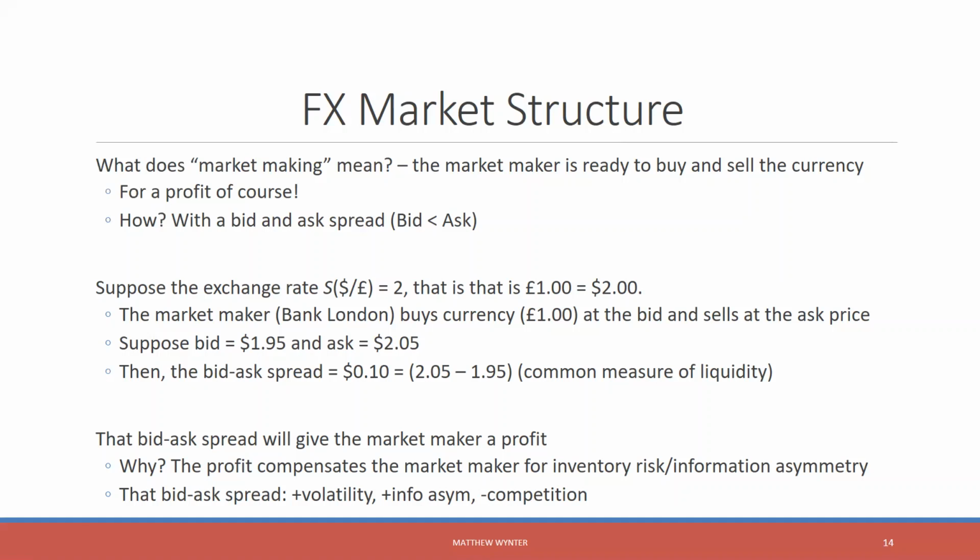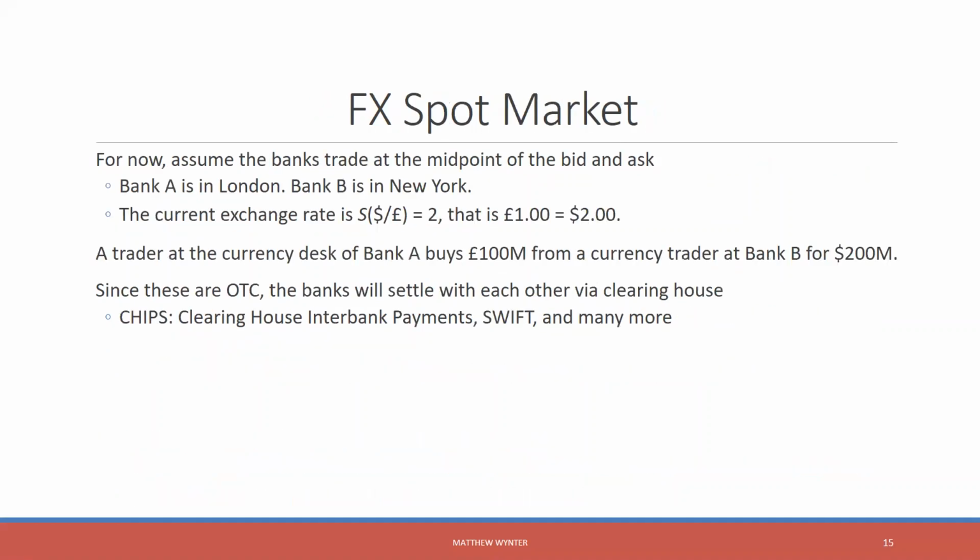So when there's more competition between market makers, that bid-ask spread is going to be smaller, because obviously if I'm competing, I'm not going to be able to extract the same rents from the market that I would if I have essentially a monopoly. Okay, so for now, let's assume that the bank trades at the midpoint of the bid and the ask.